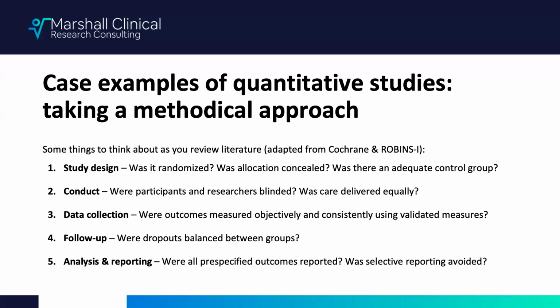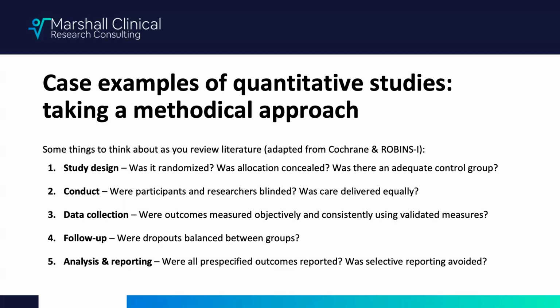In terms of study conduct, was the care delivered equally? So essentially in a clinical trial, one treatment in theory should be the same as the other treatment. It's called equipoise. So that is the null hypothesis, that treatment A is no better than treatment B. And we're trying to test whether intervention A is in fact different or better, but without the assumption that they're the same in each arm, then the study would be flawed.